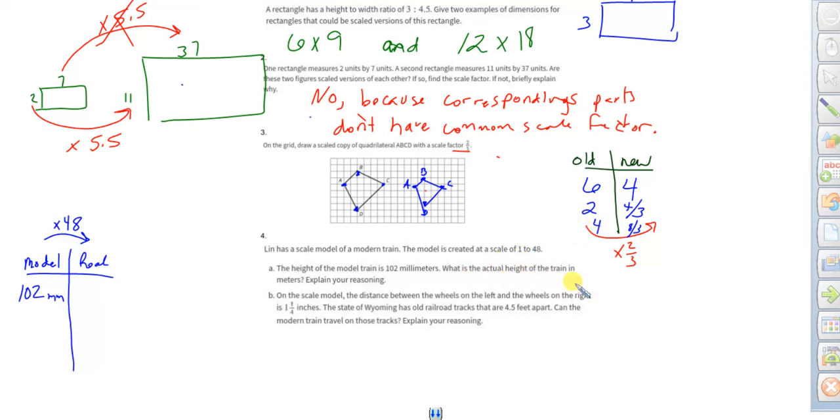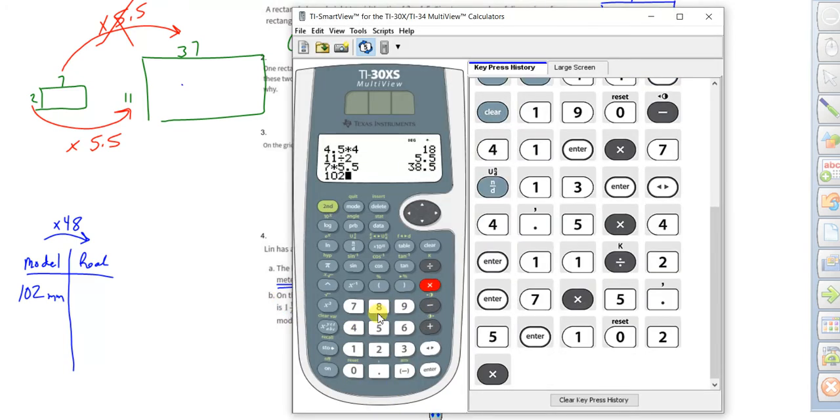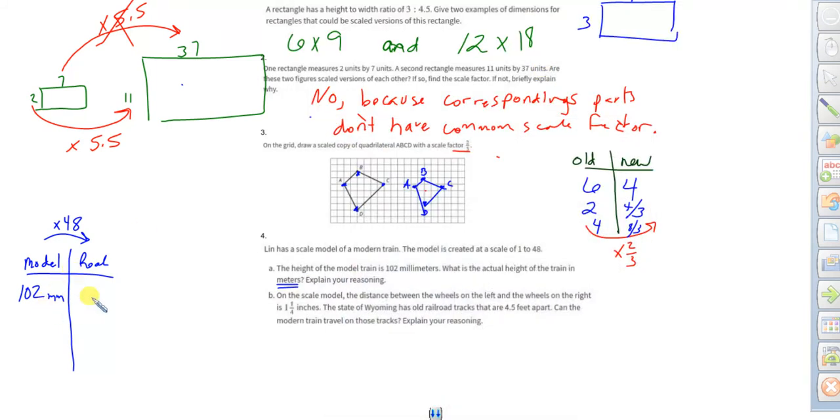So what is the height of the actual train in meters? Now we got to answer this in meters, so we'll do some conversion afterwards. But we really just got to do 102 times 48. So 102 times 48, that gives me a bunch of millimeters, 4,896.